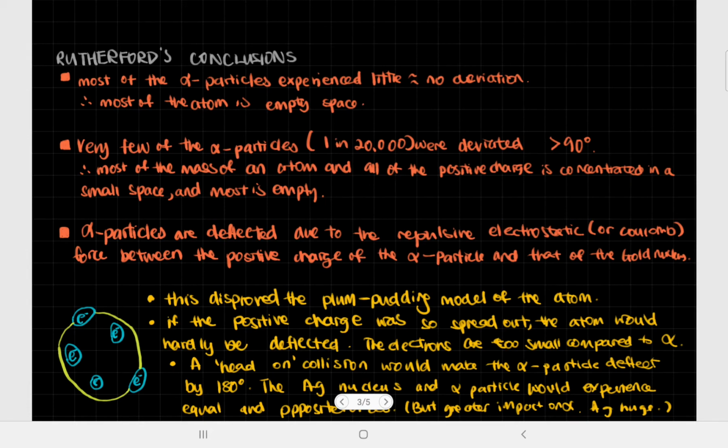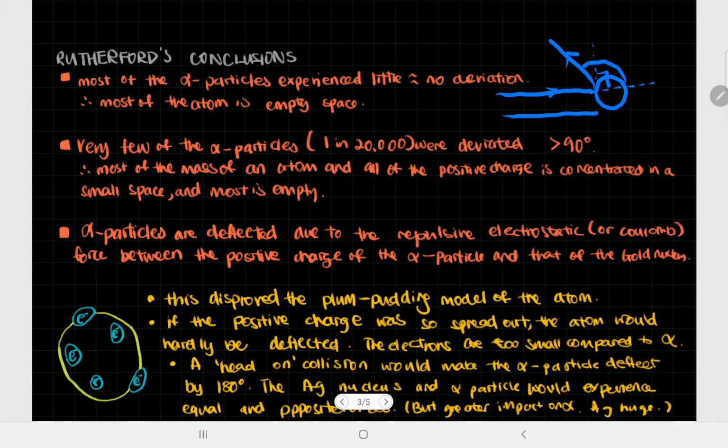Very few of the alpha particles, approximately 1 in 20,000, were deviated at an angle greater than 90 degrees. This means that if this was the atom, and that was the initial path of the alpha particles, and one was deviated like this, that is an angle greater than 90 degrees, because this is 90 degrees and it's a much greater angle.